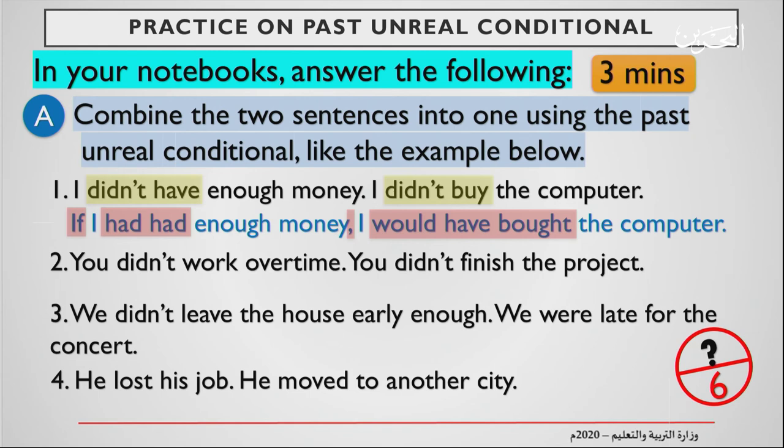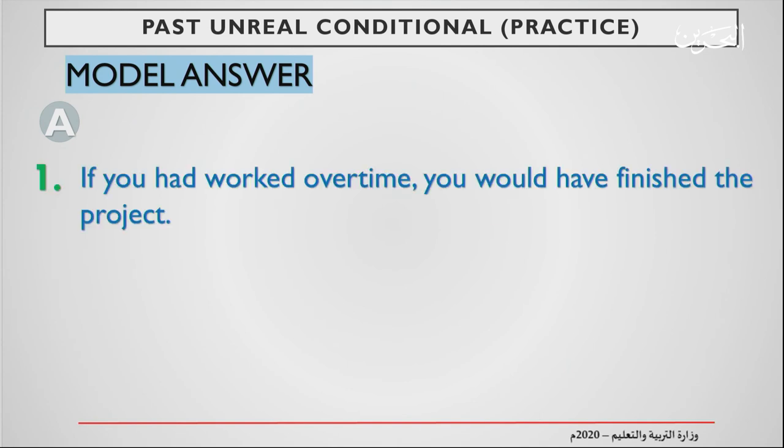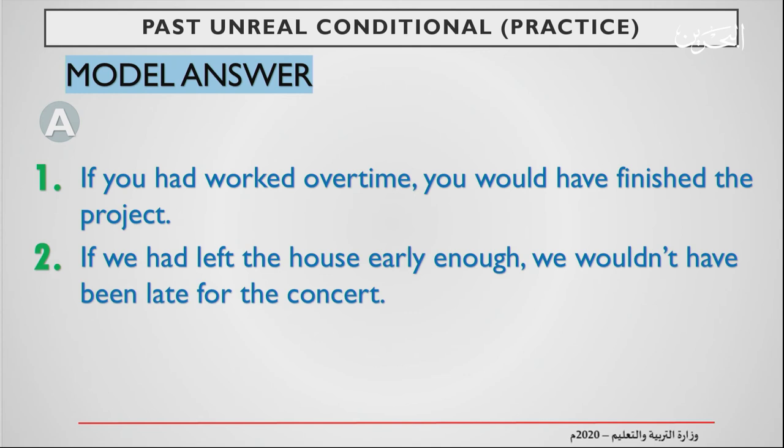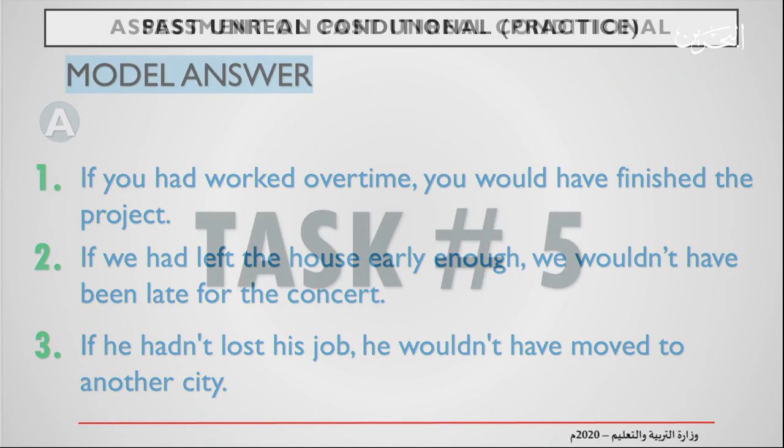Now, let's go over the model answer. So, for question A, the first one, if you had worked overtime, comma, you would have finished the project. Second one, if we had left the house early enough, comma, we wouldn't have been late for the concert. Three, if he hadn't lost his job, comma, he wouldn't have moved to another city. Now, give yourself a mark and let's carry on.